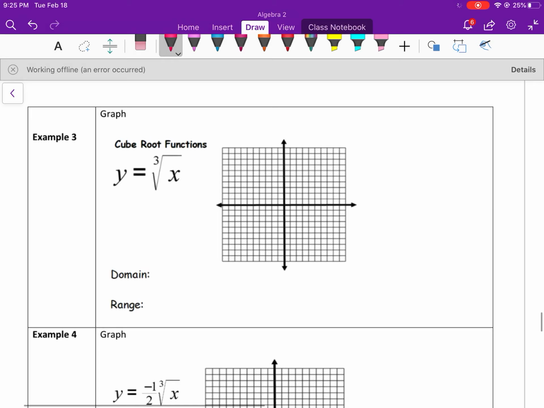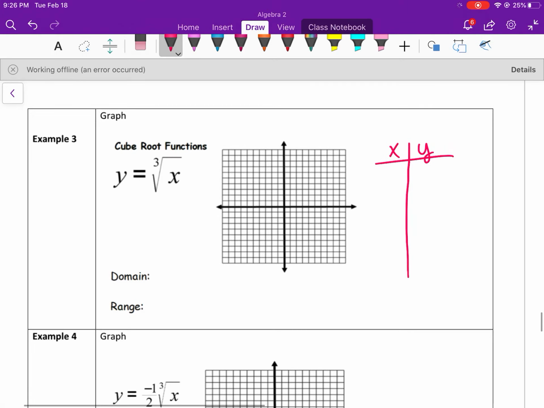Cube root. So this is the parent function for the cubed root, y equals the cubed root of x. I'm going to start again by making an XY table. This time when I pick perfect, I'm going to pick perfect cubes to plug in for x. And I can pick negative numbers because if I remember that -2 cubed is -8, and so I can take the cubed root.